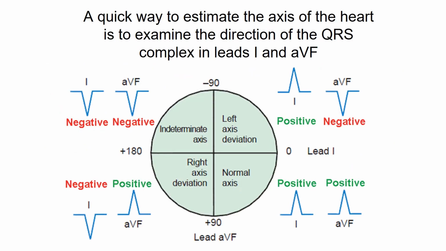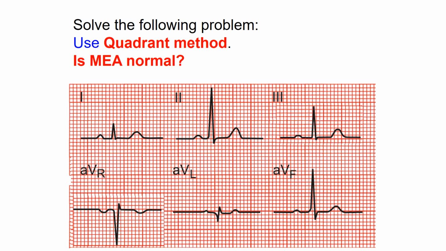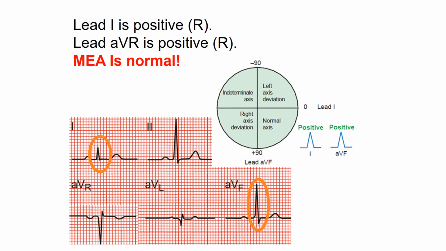A quick way to estimate the axis of the heart is to examine the direction of the QRS complex in leads 1 and AVF. Lead 1 is positive, wave R. Lead AVF is positive, wave R. Mean electrical axis is normal.